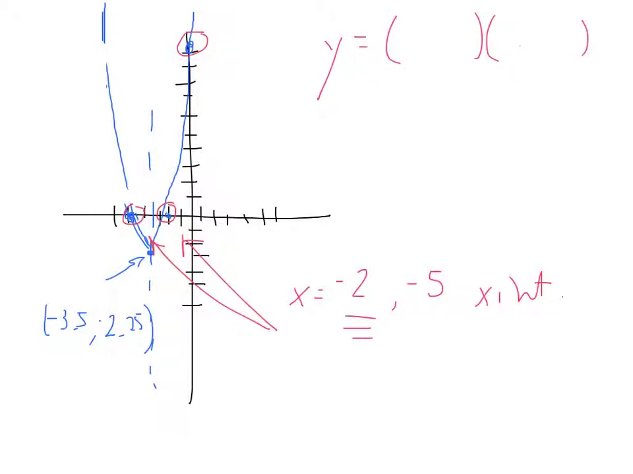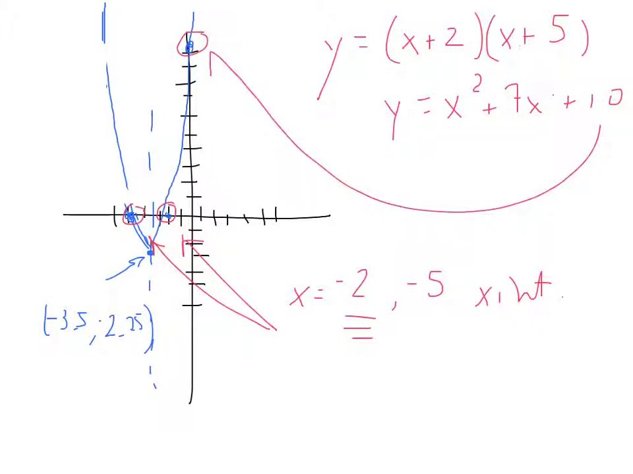So negative 2 would turn something to be 0. So that would be x plus 2, because if I plug the negative 2 in, that would turn that into 0. And the same thing here with the negative 5. This time I'd have to do x plus 5. And if I wanted to, I could simplify it. y equals x squared, by foiling, plus 7x plus 10. And I can see that plus 10 right here, which is great.